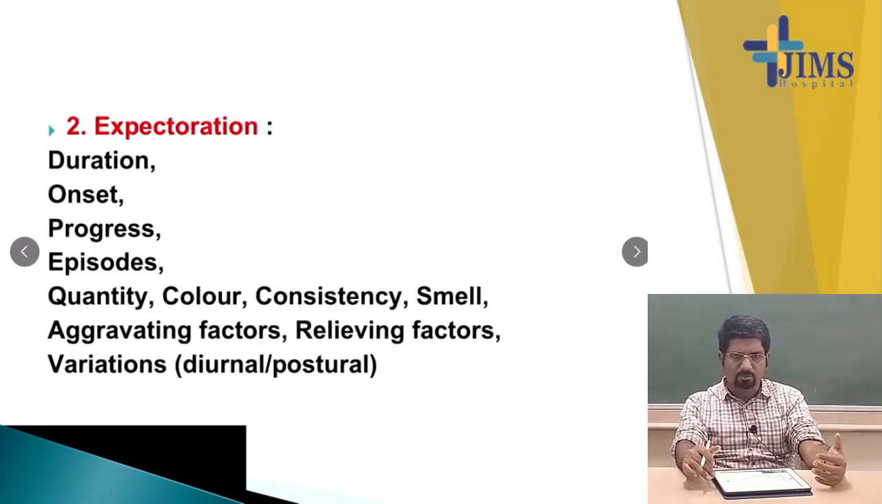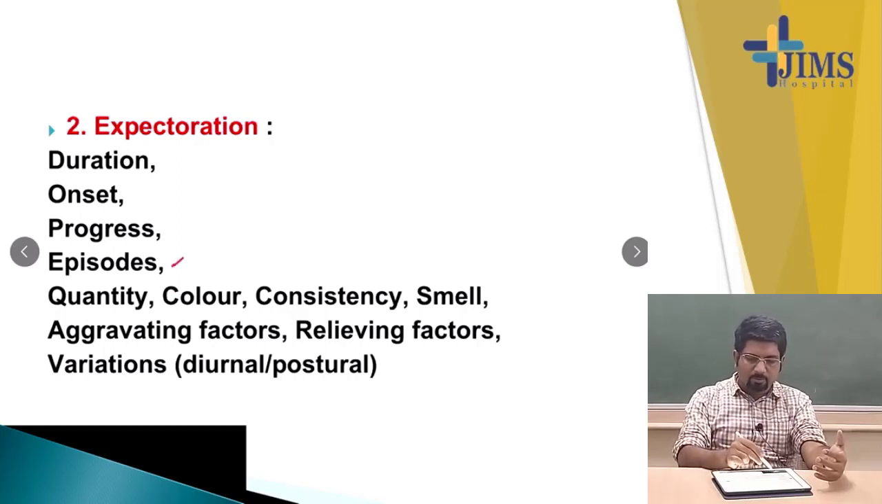Now the second one is the expectoration. On expectoration, you have to take the history of duration, for how long it has been there, and the onset. And then come to the progression, whether this expectoration remains the same or is increasing gradually. All of these have clinical importance, because if the duration is very early, and it is associated with an acute onset, it may be due to exacerbation of the underlying cause. If it occurs in the acute onset and is associated with breathlessness, it may be a feature of cardiac issues like congestive heart failure.